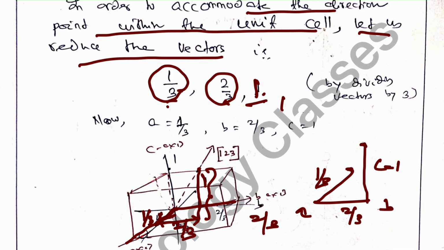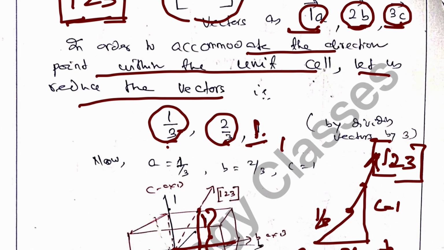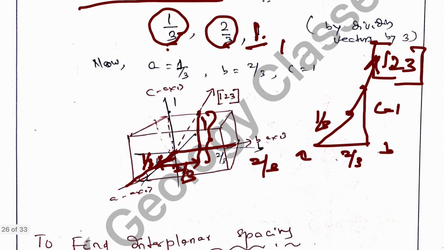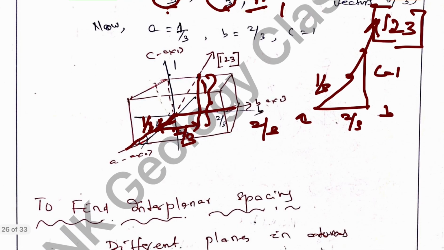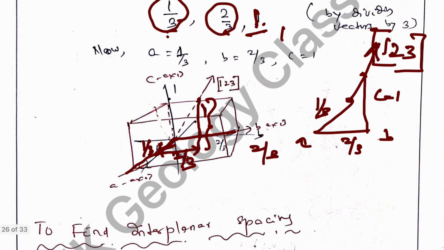This is the final point of C. So this origin and C, they are joined. So this is the 1, 2, 3 is the direction. 1, 2, 3 direction is this one. This is the 1, 2, 3 direction. That has been shown. So from the origin at the intercept end of 3 is C, we draw the line.